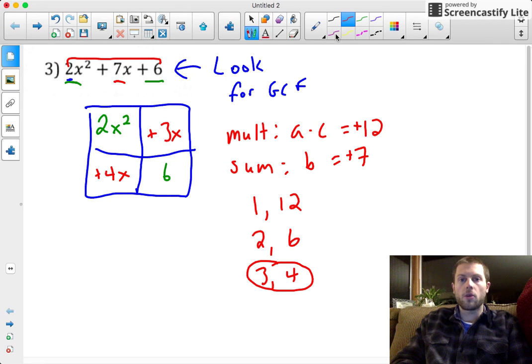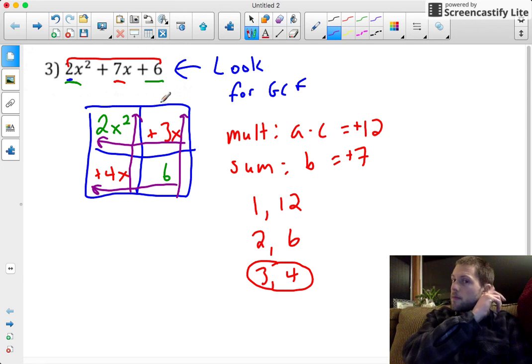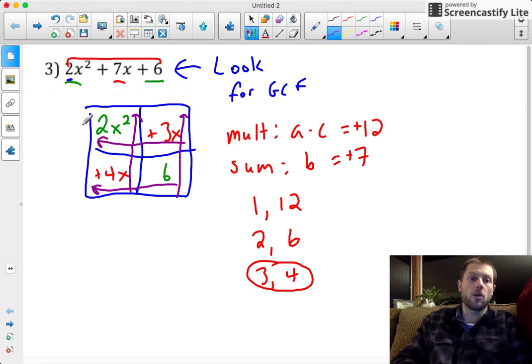Next, we need to identify what the greatest common factor is of each row and each column of my box. Basically, we're reverse engineering this box. This is kind of like the answer to a multiplication problem, or an area problem with my length times my width. So we're trying to figure out how we got here.